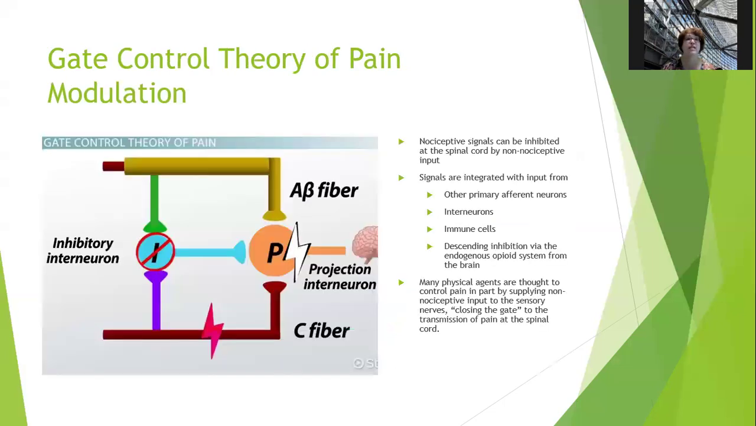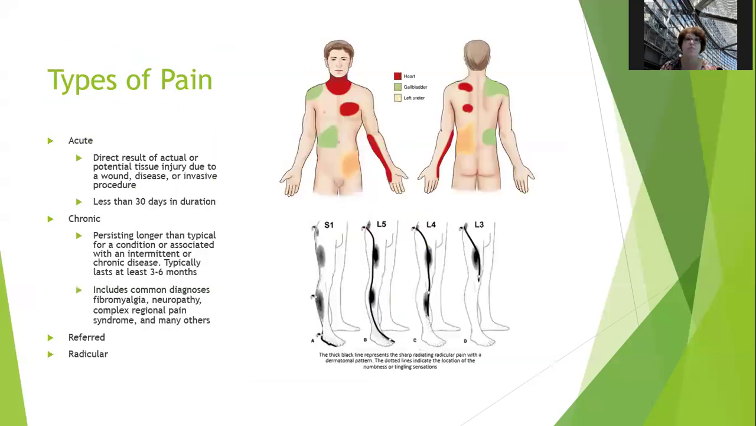We'll talk about it. So nociceptive signals, when you have ascending pain control, are inhibited in the spinal cord by non-nociceptive input. So the signals are integrated in the dorsal horn, and depending on what else is going on, you can inhibit the pain from going up to the brain. This is where a lot of physical agents are thought to control pain, by supplying that non-nociceptive input and closing the gate. We'll call it a gating effect.